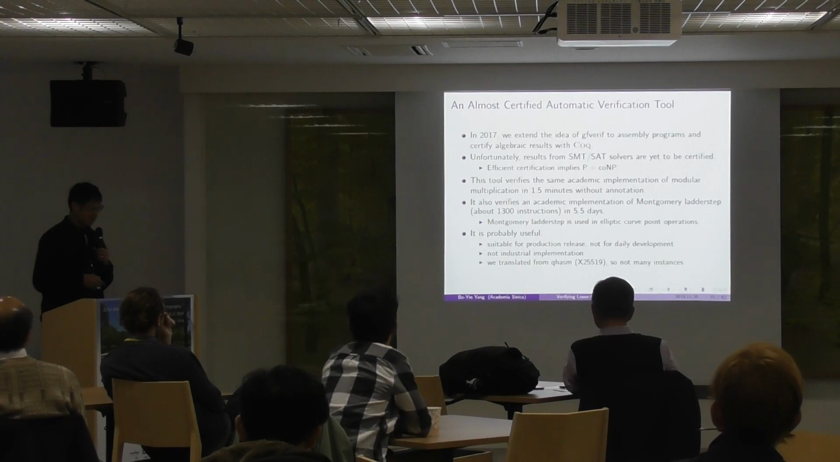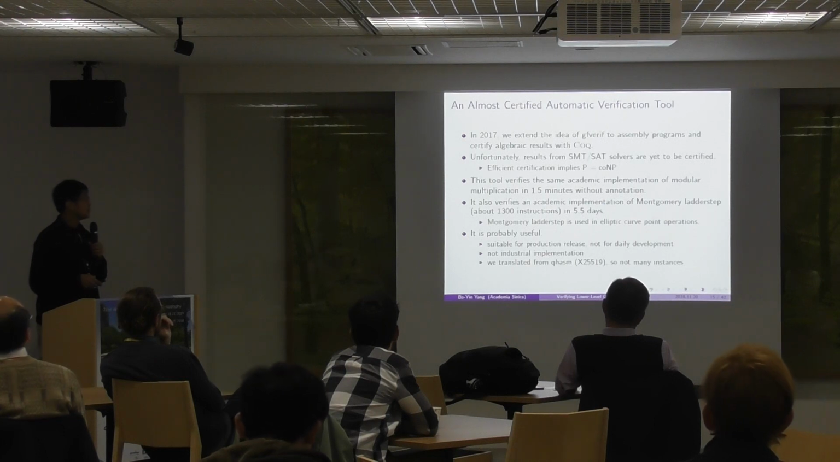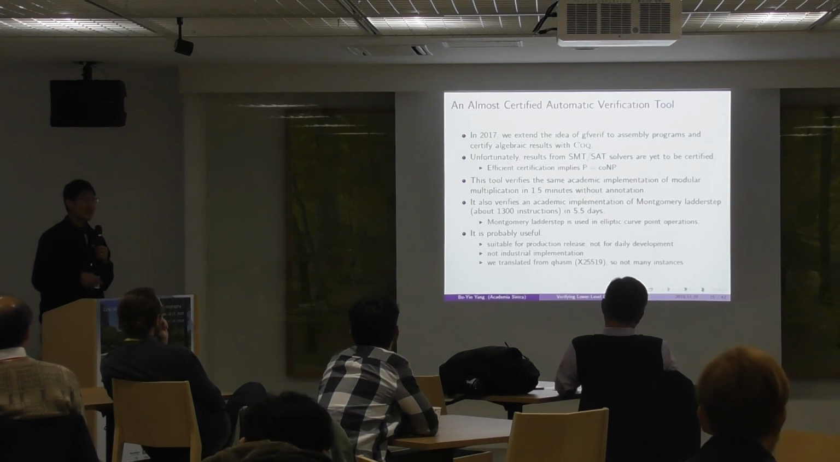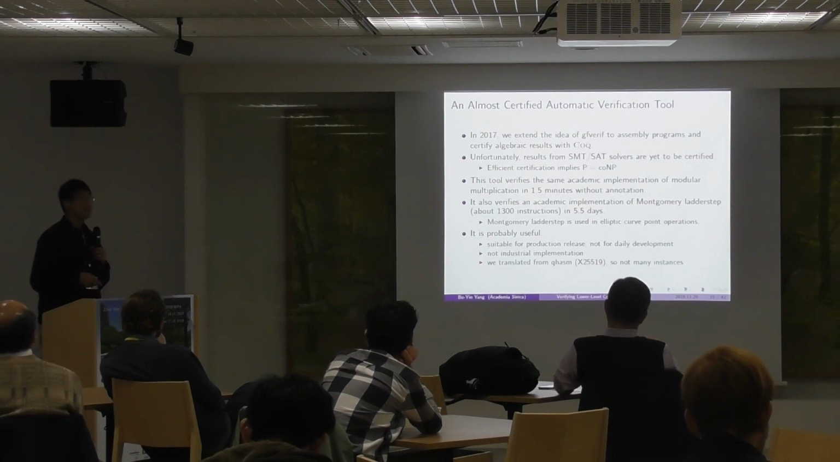So last year, we extended the idea of GF-Berry to assembly programs and certified algebraic results with Coq. The problem is that there are two parts to this problem: algebraic properties and range properties. The range properties we are checking with SAT solvers, which is not very hard, but we cannot certify them. To certify them would mean that P is equal to co-NP, and that's probably not going to happen. So our tool verifies the same academic implementation of X25519 in 1.5 minutes with no annotation.